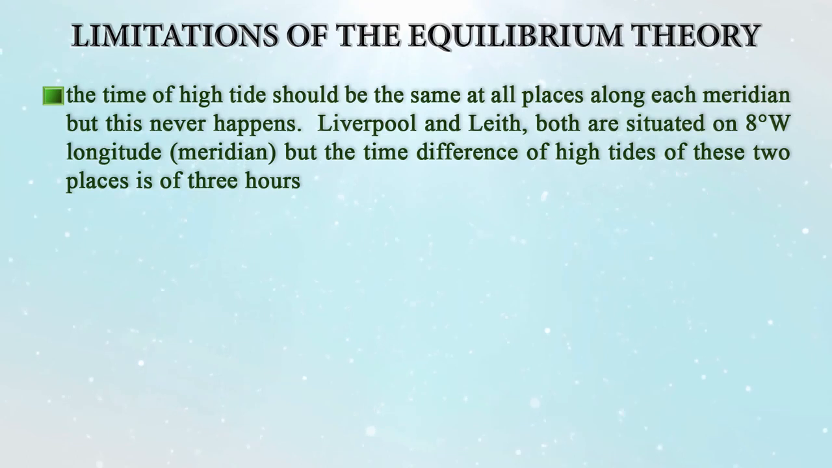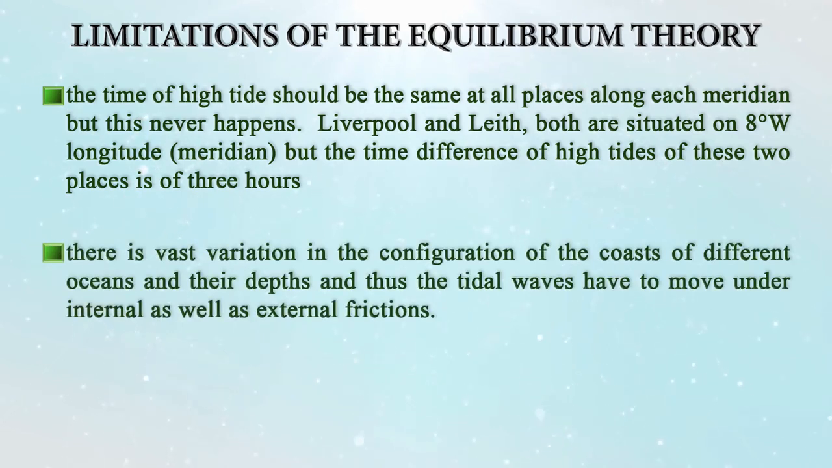But the time of high tide should be the same at all places along each meridian, but this never happens. Take for example Liverpool and Leith, both situated on 8° west longitude or meridian, but the time difference of the high tides between these places is about 3 hours. So, there is a vast difference. How do we explain this variation in time?